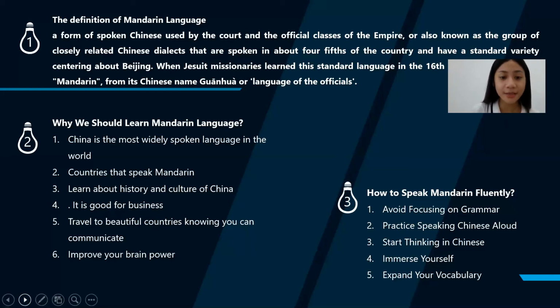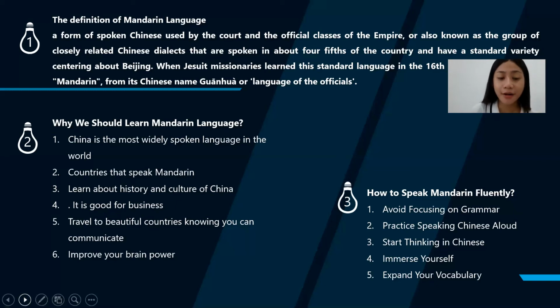And the last, improve your brain power. We know we need to keep our brains well-oiled, and studies have shown that Mandarin speakers use both sides of their brains. This will certainly keep brains motoring.